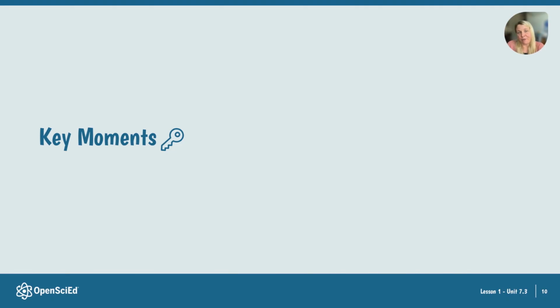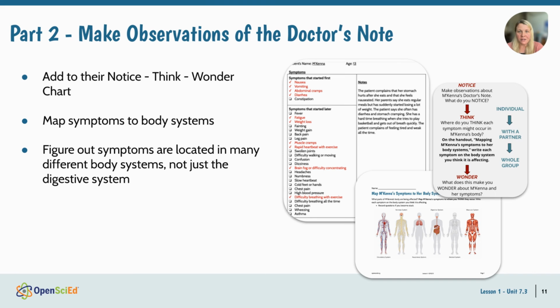Since this is the anchoring phenomenon lesson, there are many key moments to this lesson that are important for the rest of the unit. Let's take a look at the first one. The first one happens in part 2 when the students are asked to make observations of McKenna's doctor's note. As they're doing this, they're asked to add to a Notice, Think, Wonder chart. It may be the first time some of your students have been asked to use this type of chart, so a graphic organizer might be helpful for them.